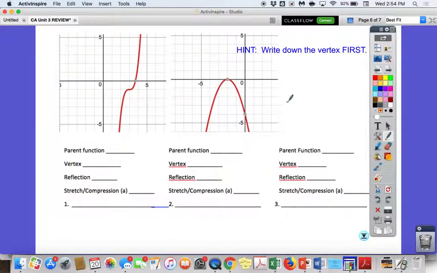Now, then you have some where I give you the picture and I ask you for the function. Now, here, please beware. Don't get distracted by the dots. The dots on these graphs are just x and y intercepts. I take these pictures off of Desmos, and for some reason they put little gray dots wherever it hits the x-axis or the y-axis.